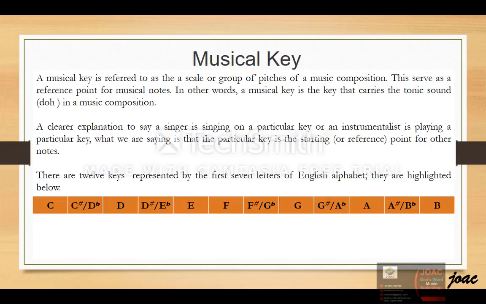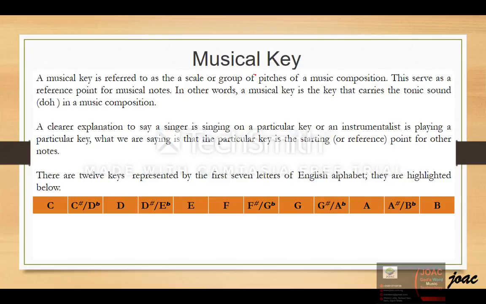You made a way. So you can actually see the same song, the same notes, but on a different key. Okay, so a musical key is a scale or group of pitches in a musical composition. Every song has its own key, but the notes are still the same, do, re, mi, fa, sol, that we are using. Where you are starting from is actually the key.